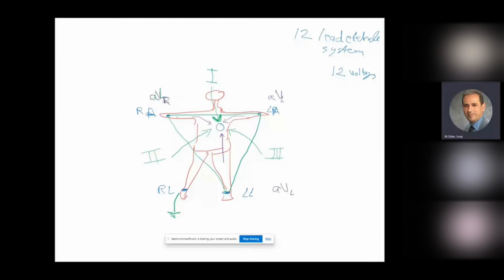So let's say this is RA, this is the left arm, and that is the left leg. Augmented voltage left leg, augmented voltage left leg. So how many of them do I have now?